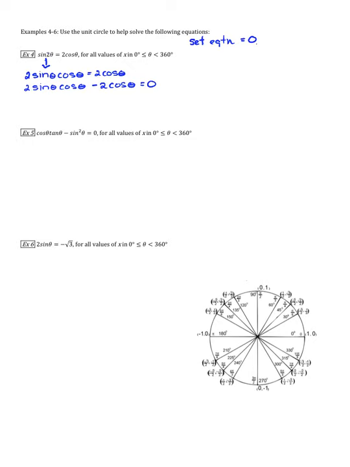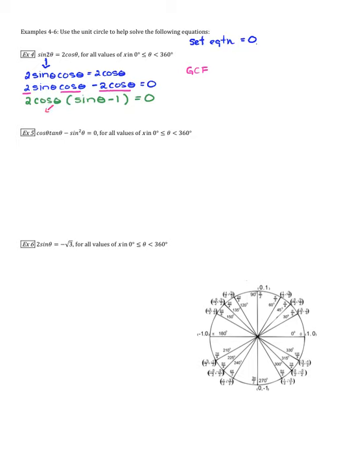Now, the strategy I'm going to use here is, I notice, and we actually talked about this when we were doing just the identities as well, you have a GCF, a common factor that we can pull out. Actually, I can pull out the 2 as well. So I'm going to pull out 2 cosine theta, and I'm left with sine theta minus 1 equals 0. So now that you've got it set all equal to 0, it's like a quadratic type of equation where you set each factor equal to 0.